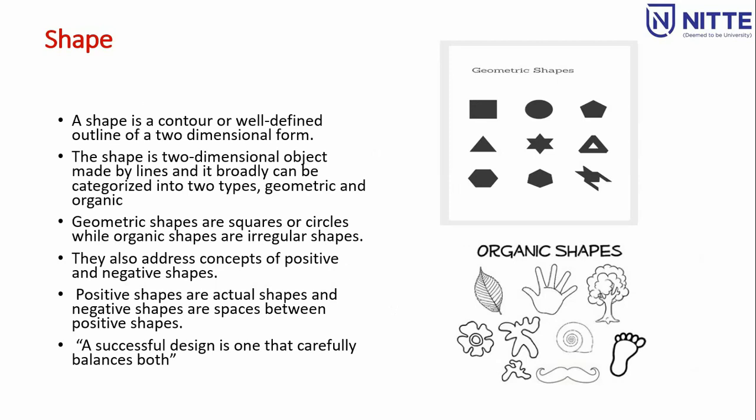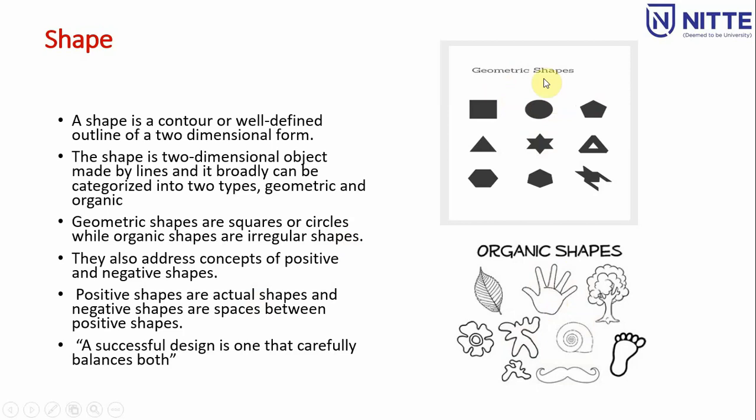Now let's go to shape. A shape is a contour or a well-defined outline of a two-dimensional form. Shape is a two-dimensional object made by lines and can be broadly categorized into two types: geometric shapes and organic shapes. Geometric shapes are squares or circles, while organic shapes are irregular shapes. They also address the concept of positive and negative space.